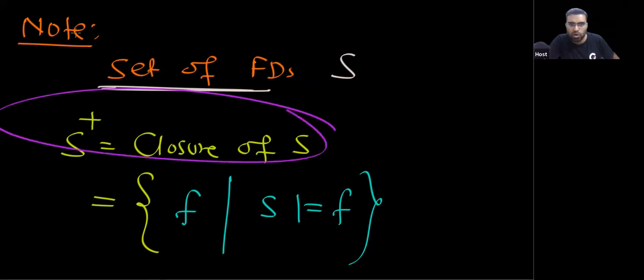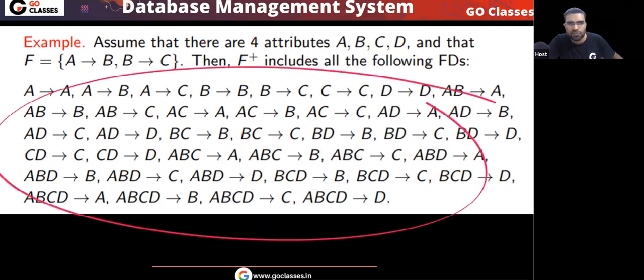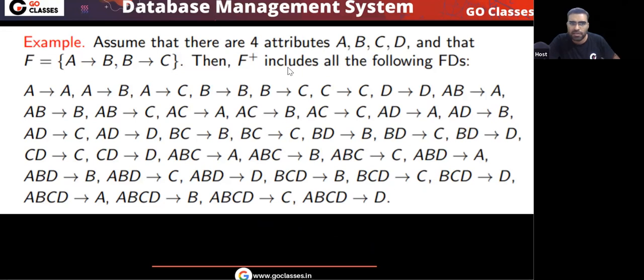So now let's find out closure of FD set. Let's see this example. Four attributes are given to you, and this FD set is given to you. Now, in this F plus, these FDs will be there. Notice this set of functional dependencies is given to you.